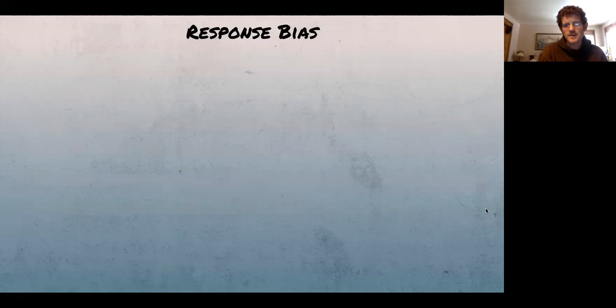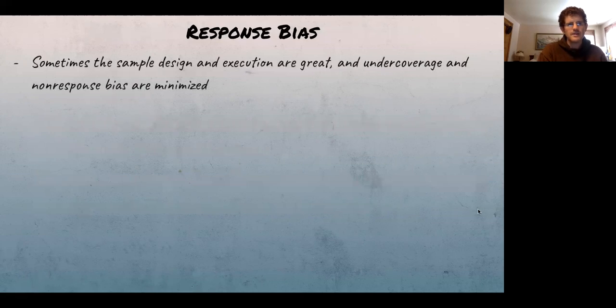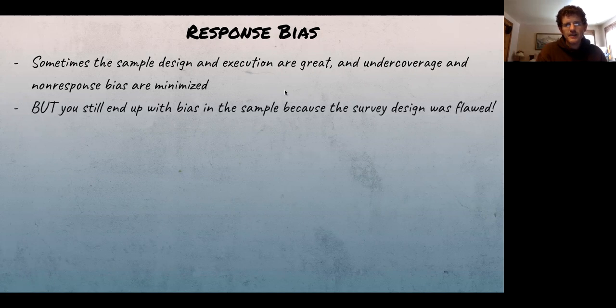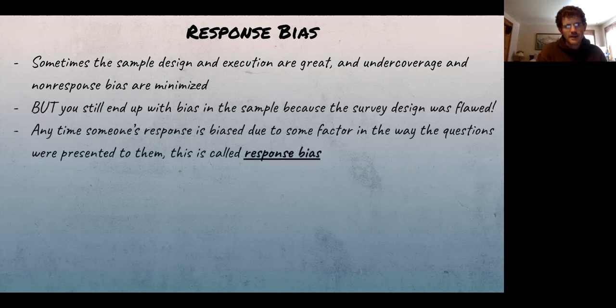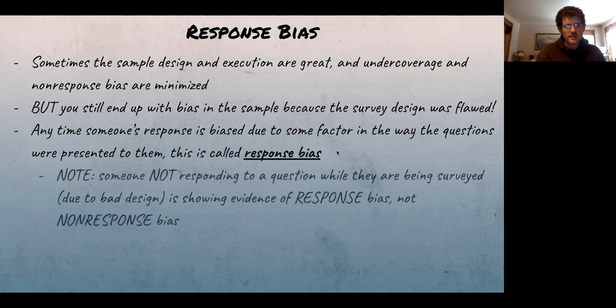Okay, response bias is kind of a broad thing. But if everything went well, you actually got responses from people, you didn't leave anyone out to represent the population, you can still get bias with what's called response bias. And maybe the actual survey had problems. Any response that is biased in some way by the questions, that's called response bias.